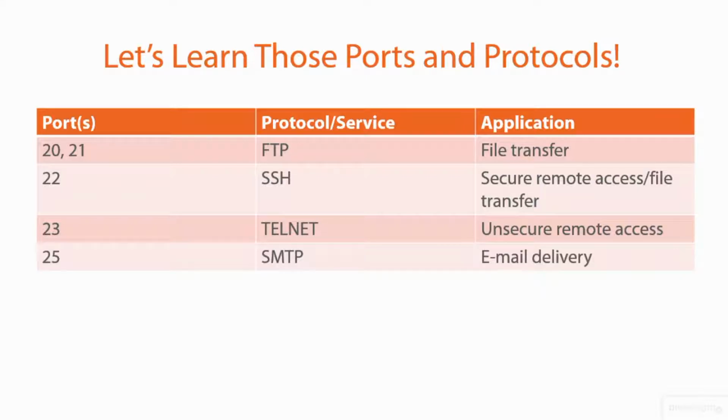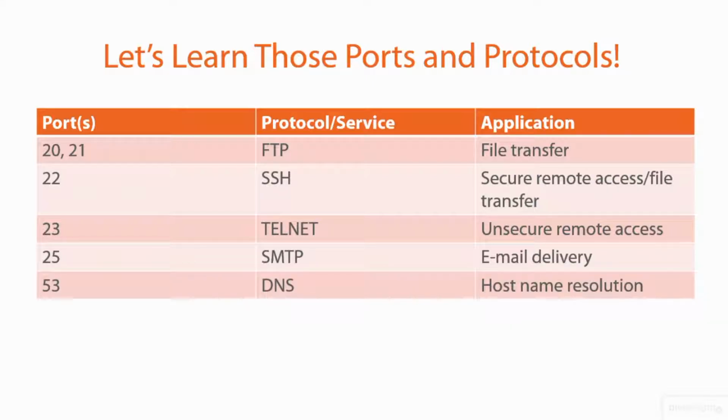Port 25 is the Simple Mail Transfer Protocol. SMTP is very, very common for email delivery. It can be abused, unfortunately. It's a vector for scam marketers. Port 53 uses UDP as well as TCP. This is the Domain Name System, and we use this for host name to IP address resolution.